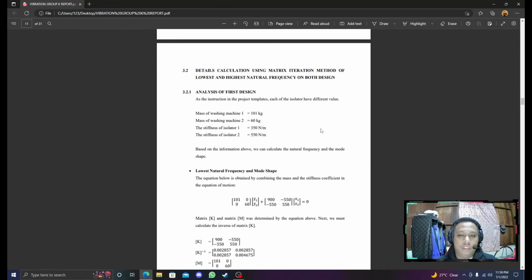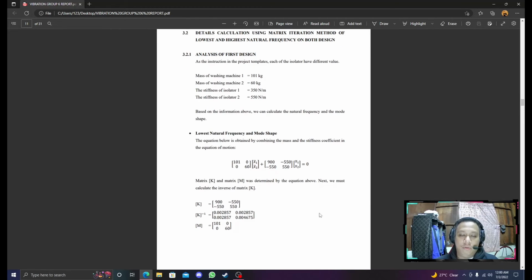Details of the calculation using the matrix iteration method for the lowest and highest natural frequency on both designs. For analysis of the first design, as per the instruction in the project template, each of the insulators has a different value. Mass of washing machine 1 is 101 kilograms. Mass of washing machine 2 equals 60 kilograms. The stiffness of insulator 1 equals 350 Newton per meter. The stiffness of insulator 2 is 550 Newton per meter.